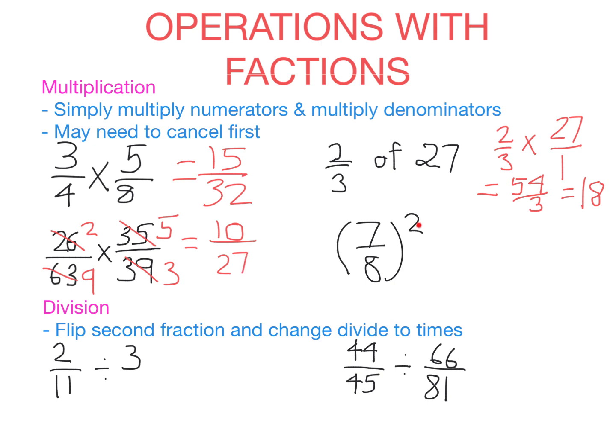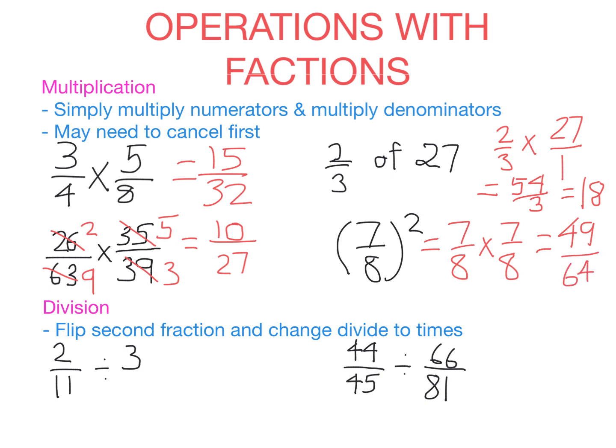So just remember when you see this little 2 here, it means squared, to the power of 2, it means you times it by itself. So 7 over 8 squared means you take 7 over 8 and you times by itself. So that'll simply be 7 times 7 over 8 times 8.